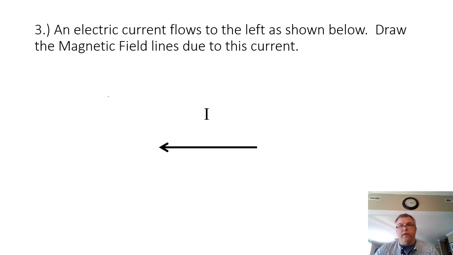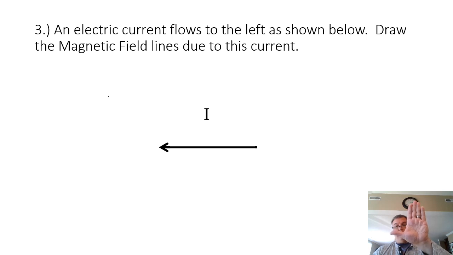Problem 3. We have an electric current flowing to the left, as shown below. They want to draw the magnetic field lines due to this current. So again, the current is going to the left, and I'm using the wrong hand here because I'm giving you a reverse image. I'm using my left hand. Always use your right hand for this.